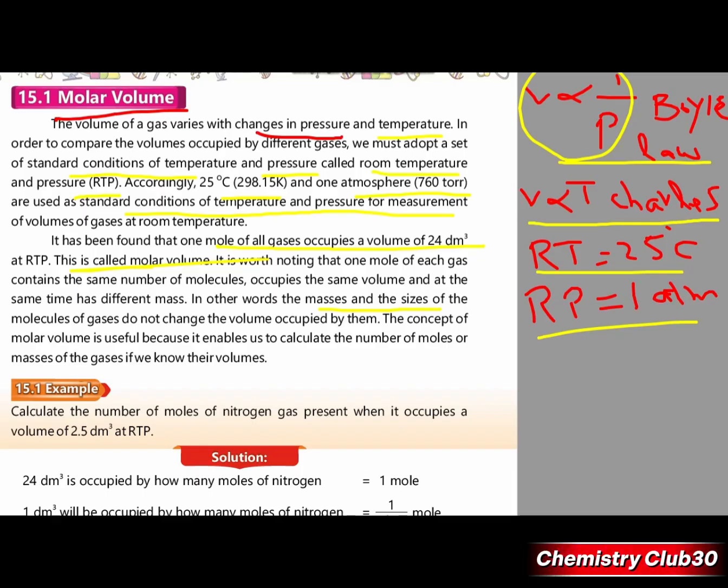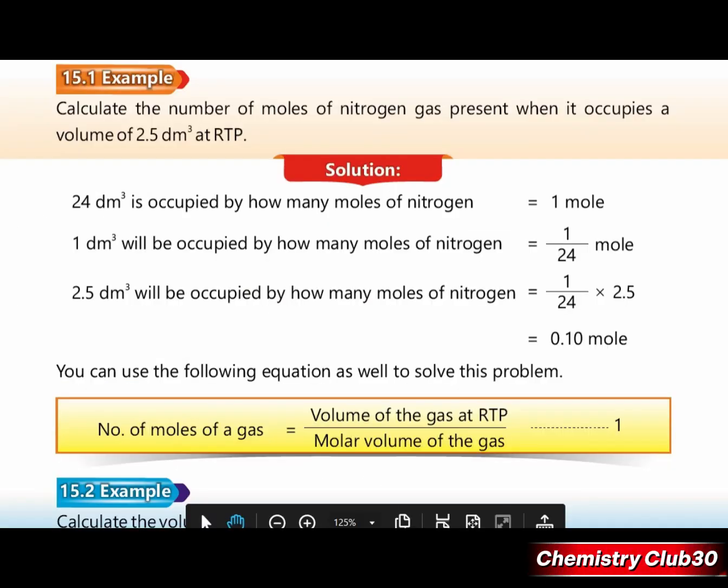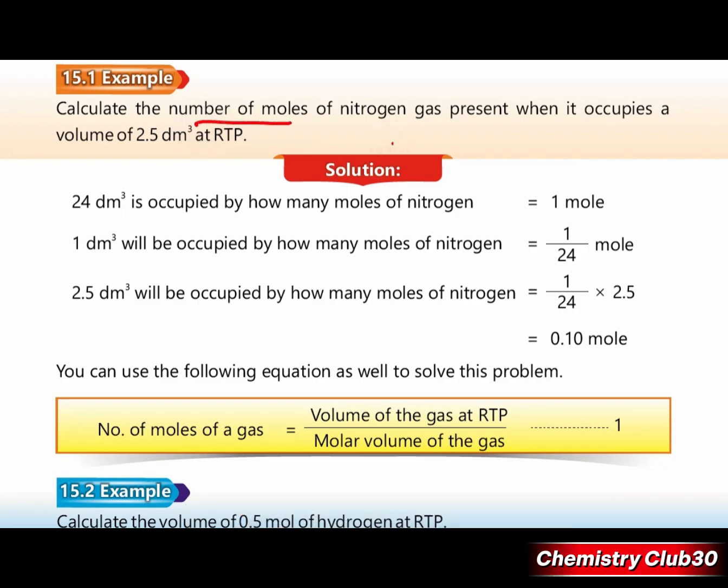The concept of molar volume is useful because it enables us to calculate the number of moles and mass of the gas if we know their volume. The first example of this chapter is to calculate the number of moles of nitrogen gas that are present when it occupies a volume of 2.5 dm cube at room temperature and pressure.